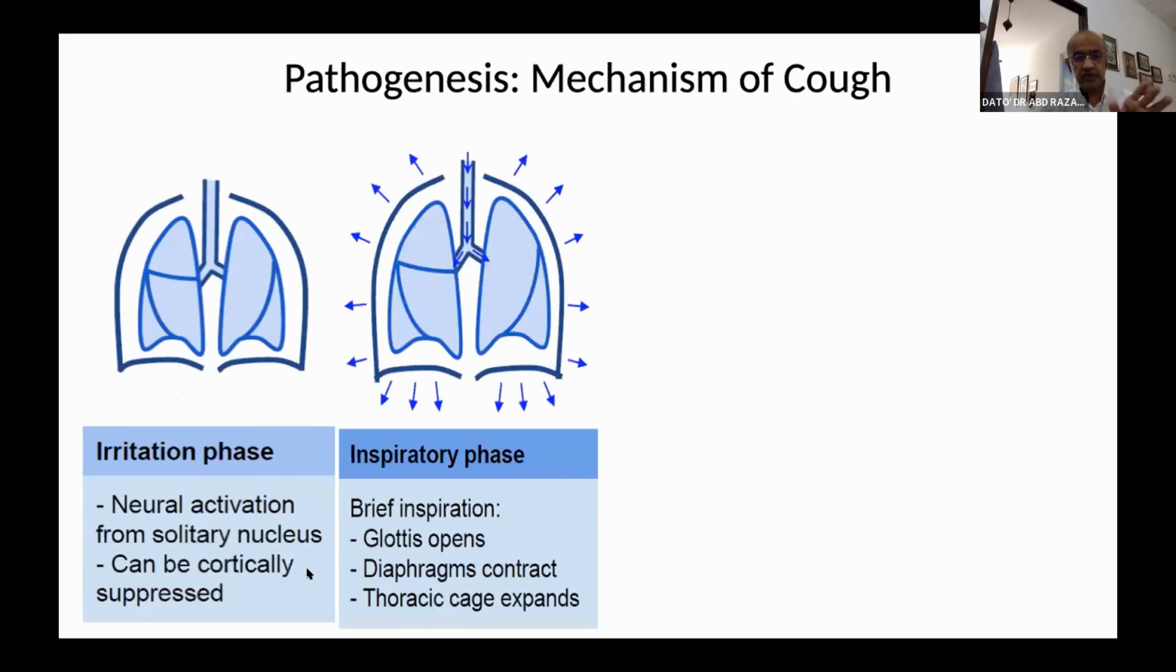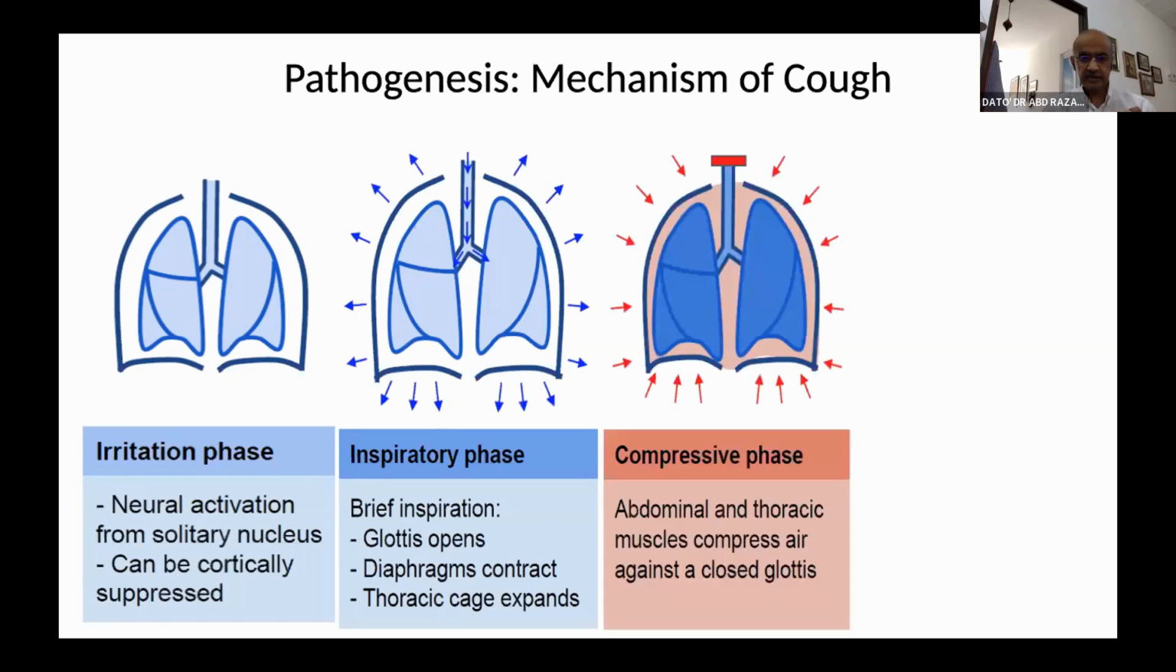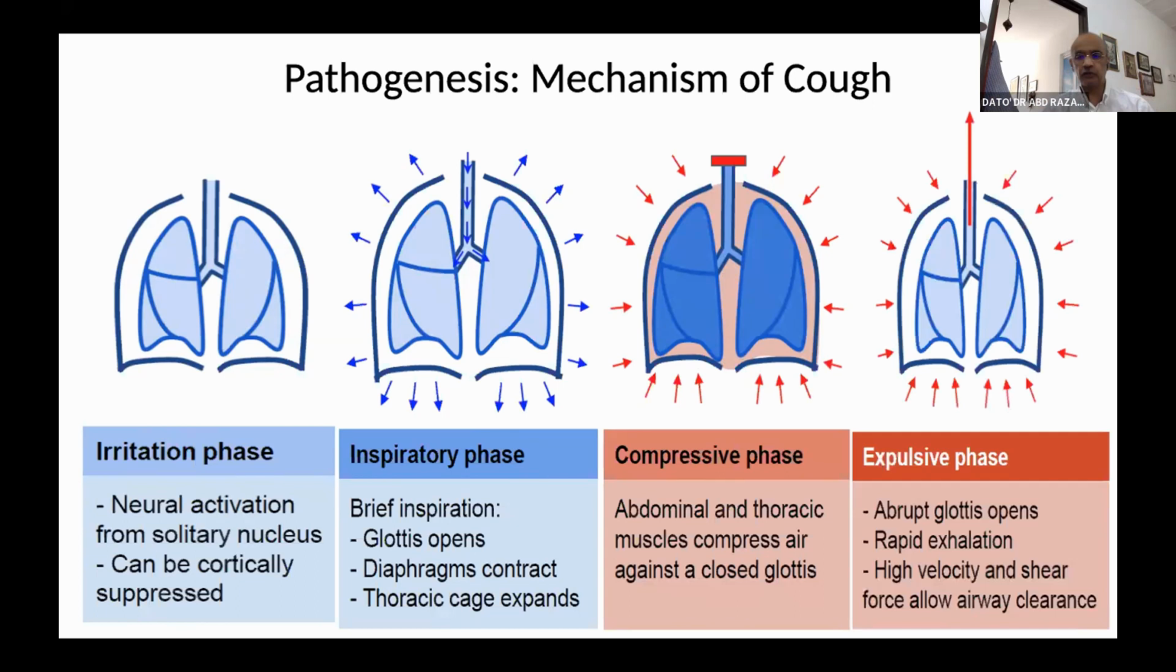Then they will stimulate you to inspire. So the first thing, when somebody coughs, is that they inspire first. When you inspire, the glottis opens. The diaphragm also contracts, and then your rib cage becomes big. Okay. And then the third phase is compression. Here your glottis closes. Your glottis is closed, and then your lungs also try to compress to increase the pressure in your chest, and your diaphragm also will relax and go further up. So all this pressure builds up in your chest, and then you just cough it out.